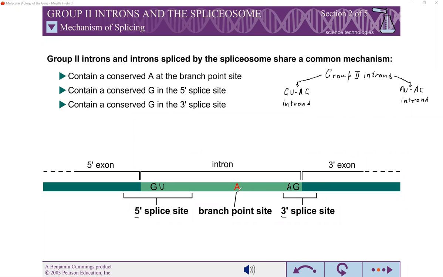There is a branch point adenine, and this branch point adenine contains a hydroxy group on its structure. This hydroxy group makes an attack at the guanine, forming a loop-like structure that is separated in the form of a lariat. Now, how does the reaction take place? Let us have a view.